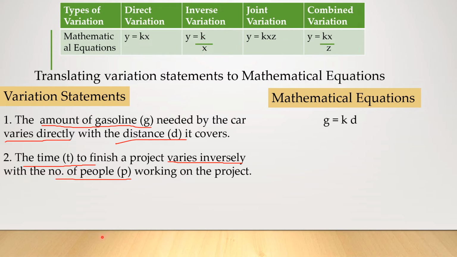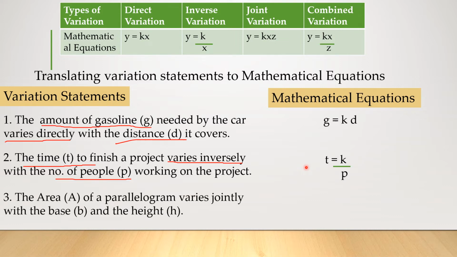Okay? So it means that the variable p is in the denominator. So t is equal to k over p. Okay, that's very easy, right? Now, it makes sense because if there are more people working on the project, of course, you're going to finish in less time. Okay, the area A of a parallelogram varies jointly with the base and the height.